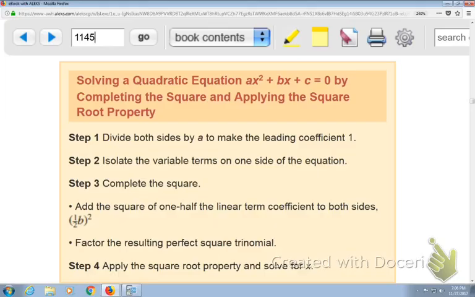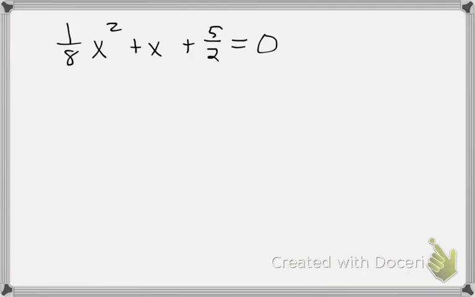What if I give you 1/8 x squared plus x plus 5 halves set equal to 0. And we want to solve this by our method of completing the square. So who's playing the role of A now? 1/8. So again, first step, we got to divide both sides by whatever that A is. Get rid of it. Now in this case, dividing by 1/8 is the same thing as multiplying by 8.